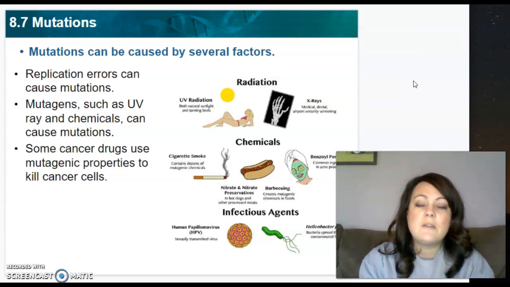Mutagens can cause mutations such as UV rays and chemicals. Cancer drugs will actually use those mutagenic properties to kill cancer cells.